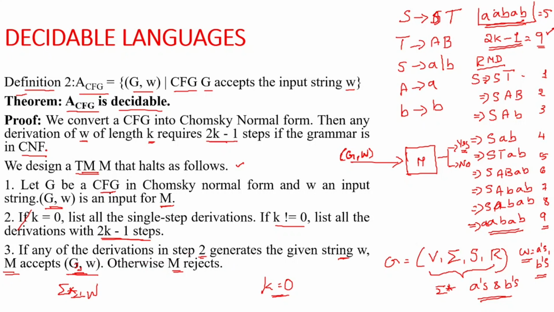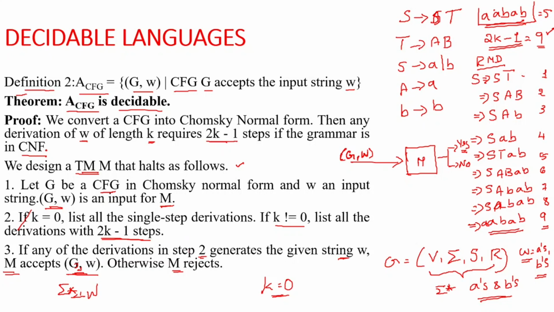So this is the same as simulating the context-free grammar in a Turing machine. If the context-free grammar is able to generate the string w, then the string is valid. In the same way, if the Turing machine is able to obtain a string generated by using 2k minus 1 steps, then the Turing machine should end up in some accepting state. If it is not possible to derive a valid string w in 2k minus 1 steps, then the Turing machine M should reject the string. So this is exactly the simulation of the context-free grammar.